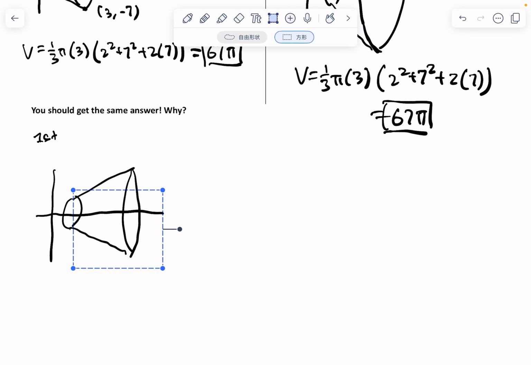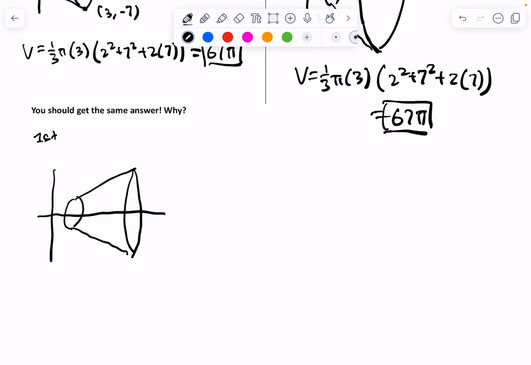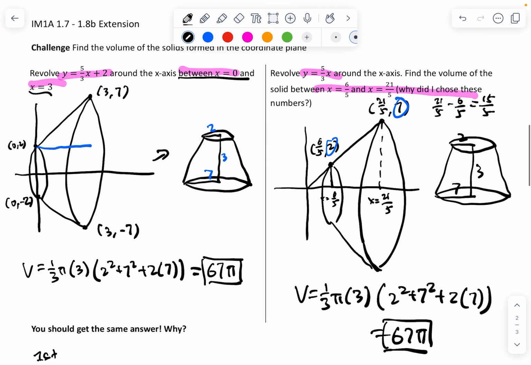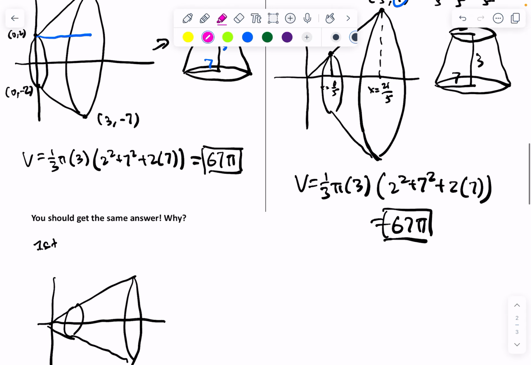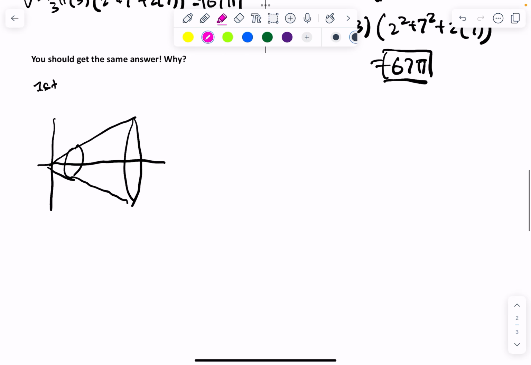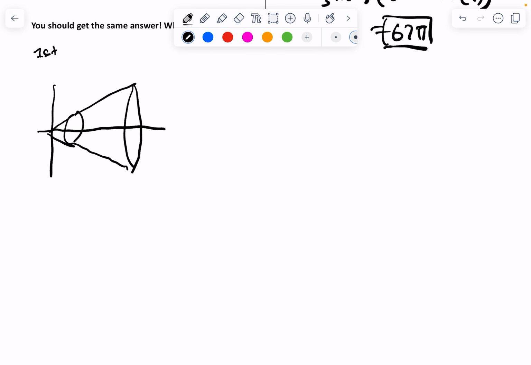We decided to move this over and then complete the frustum to form a cone. And this is exactly why I chose the numbers 6 over 5 and 21 over 5. I chose those numbers so that I could perfectly complete this frustum to form a cone. And then, because we are essentially getting the same frustum, right, they have the same area.